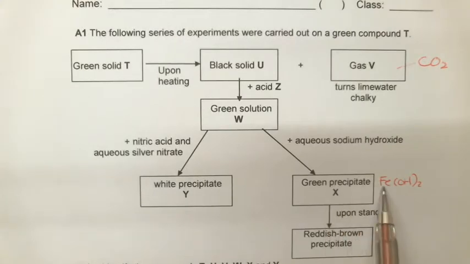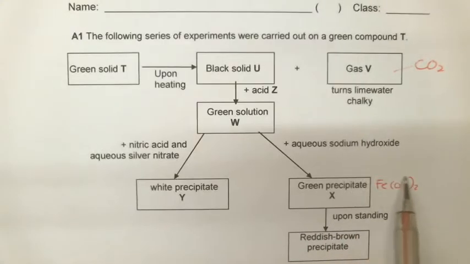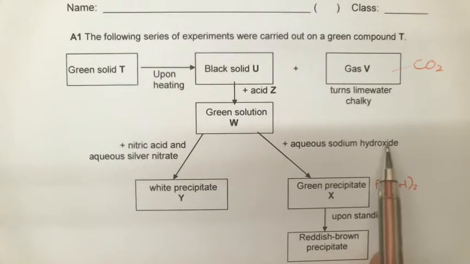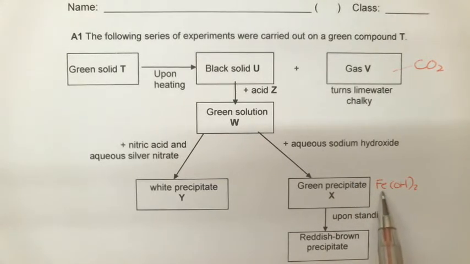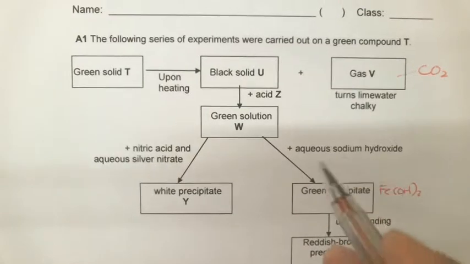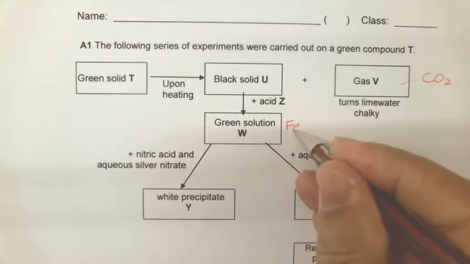If this is iron hydroxide, and we know that the hydroxide component comes from sodium hydroxide, it leads us to think, where did this iron come from? It cannot come from nowhere. So if you trace back the root, the iron must have come from this solution here. So therefore, you write iron something.